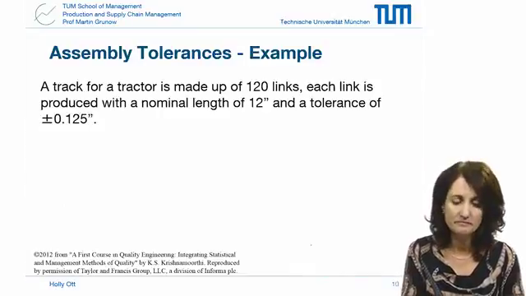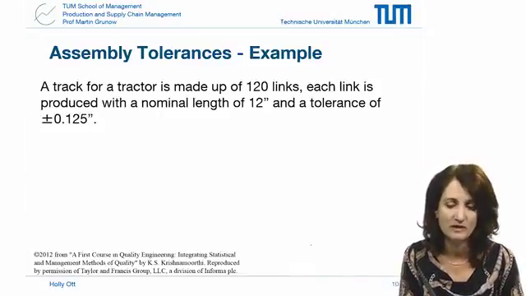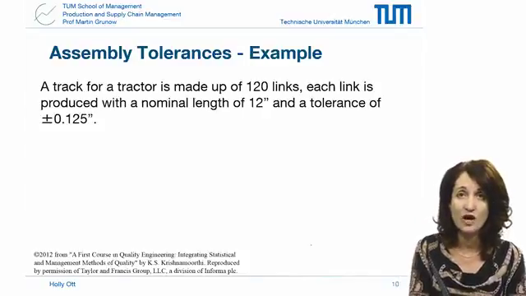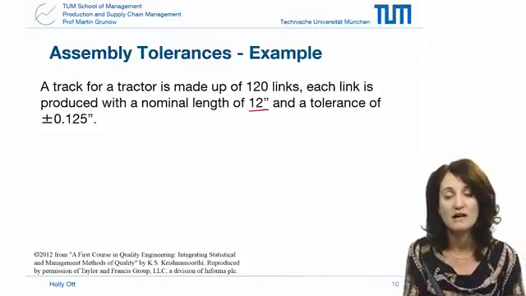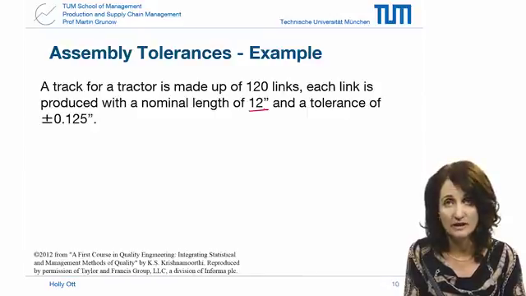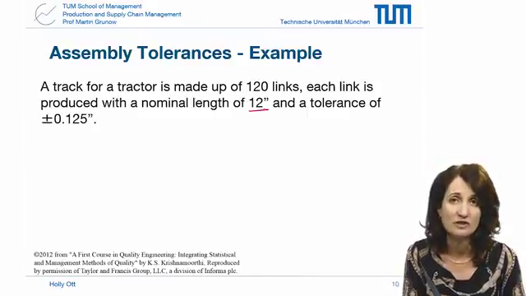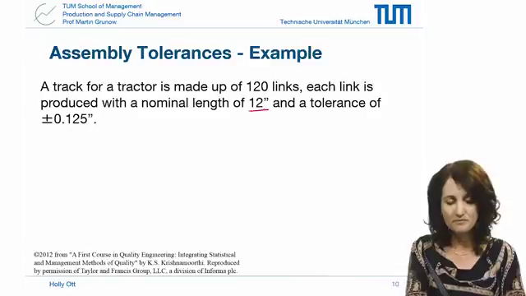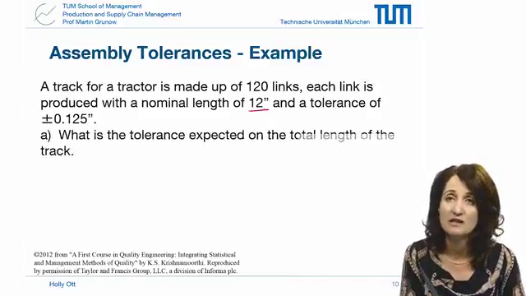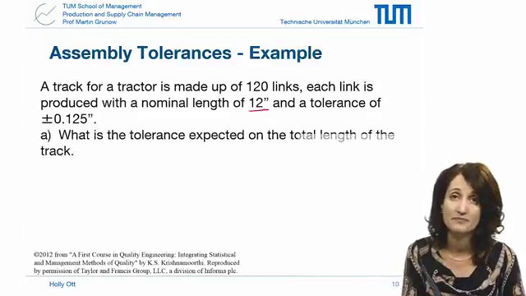So for an example, a track for a tractor made up of 120 links. Each link is produced with a nominal length of 12 inches and a tolerance of plus or minus 0.0125 inches. Question then, what is the tolerance expected on the total length of the track?